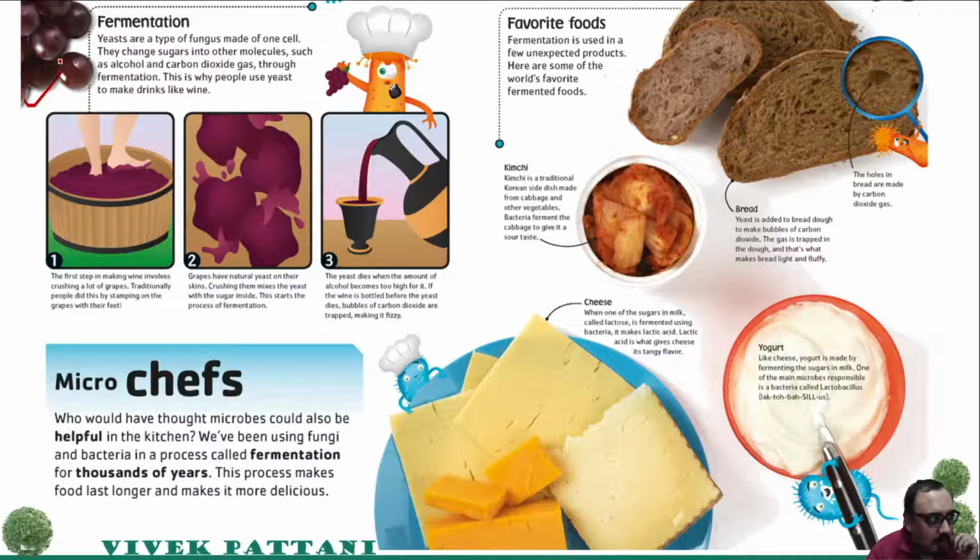made of one cell, and they change sugars into other molecules, such as alcohol and carbon dioxide gas, through fermentation. This is why people use yeast for the preparation of drinks like wine. They are also called micro chefs. Who would have thought that microbes would also be helpful in the kitchen, but actually they are very useful in the kitchen, especially in the process of fermentation.